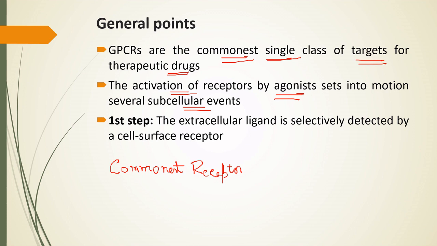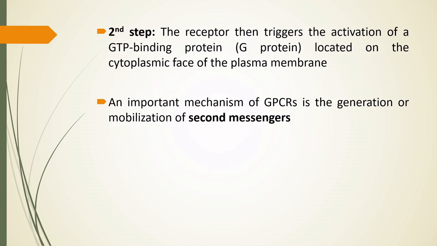So in a nutshell, if you want to summarize the event, the first step obviously will be when the extracellular ligand or the agonist is selectively detected by the cell surface receptor. After the receptor has recognized the agonist, then there will be the activation of the GTP binding protein, also known as G protein, which is located on the cytoplasmic phase of the plasma membrane.